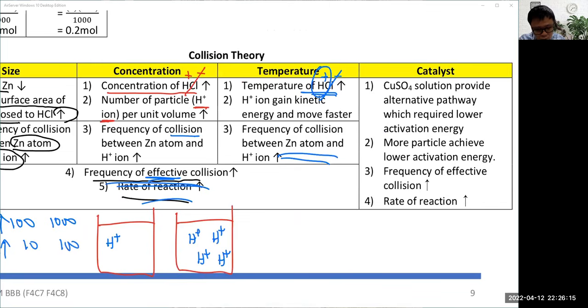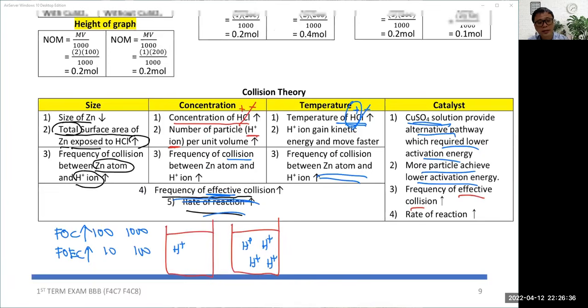Then copper(II) sulfate solution is the catalyst. Okay, it provides a shortcut like what we learned in topic 17, which requires lower activation energy, so more particles are able to achieve the lower activation energy. But remember, frequency of collision does not increase, only frequency of effective collision increases. If you forgot about the catalyst, you can refer back to the topic 17 video again. Okay, so this is the idea.